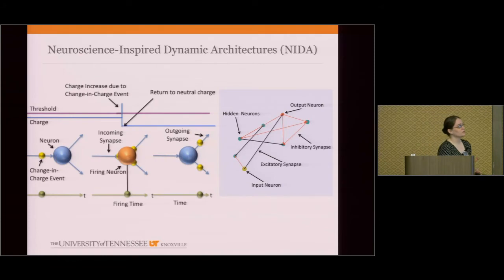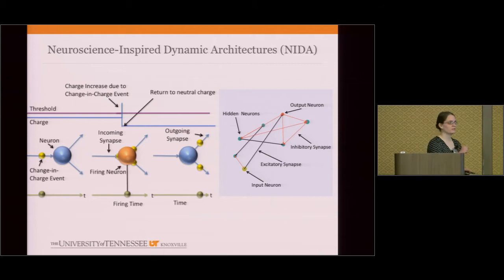So I want to start with an overview of our architecture. Our architecture is called Neuroscience-Inspired Dynamic Architecture, or NIDA. NIDA networks are spiking neural networks that are embedded in a three-dimensional space. They're made up of neurons and synapses. The neurons, as I said, are extremely simple. They have two parameters, a threshold and a refractory period. They're located at points in the three-dimensional space in the software implementation, and they're connected by our synapses.